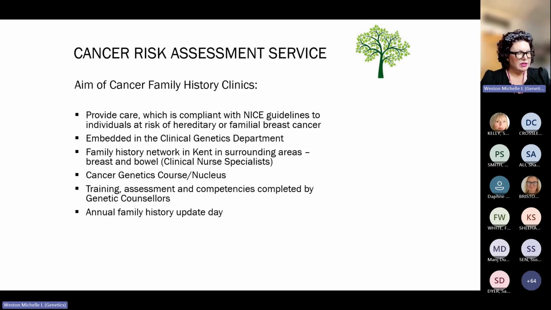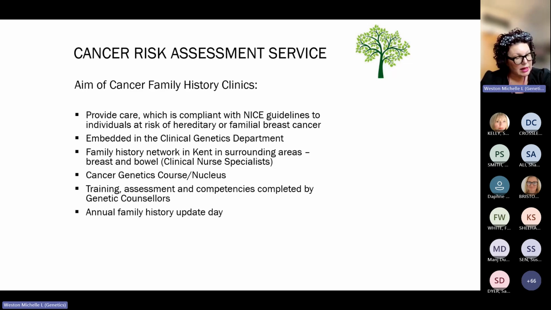So with a cancer risk assessment service, the aim of family history clinics is that we are compliant with the NICE guidelines, giving men and women an individualised risk assessment. As a service, we are embedded in the clinical genetics department. And then there is a family history network throughout the southeast in Kent for breast and bowel.